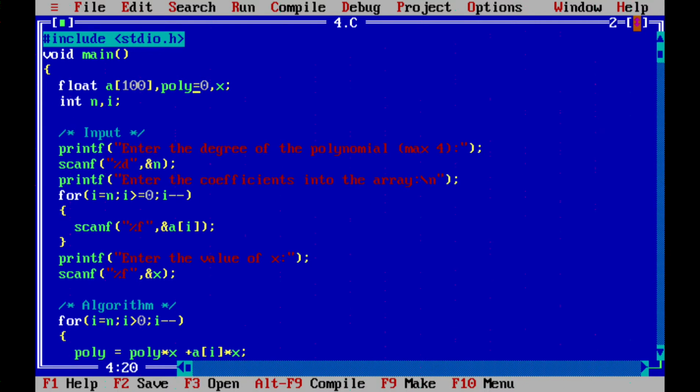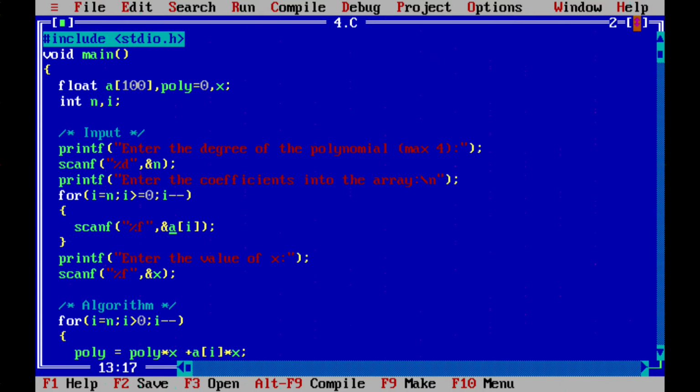This is where the final result will be stored. First we read the order, the degree of the polynomial. Recommended is 4, and that is read into n. Then we read the coefficients in a for loop. Because it is float, mind it is percentage f. We are reading into a of i, so you should be careful.